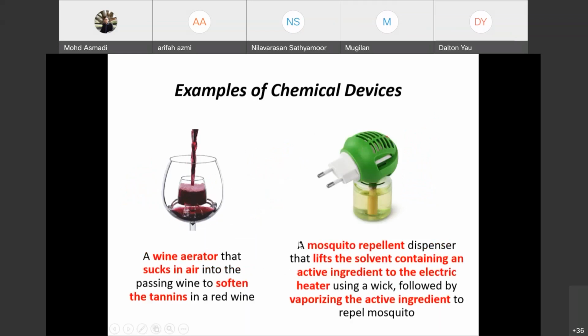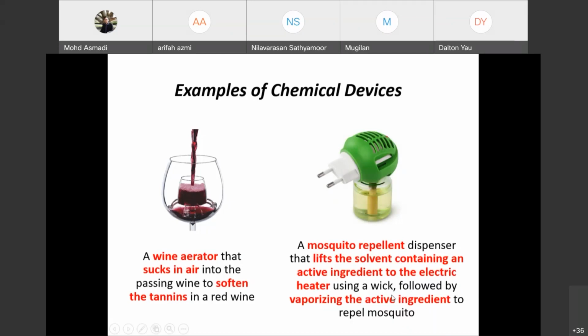Okay. Another example is a mosquito repellent. Okay. This one we leave the solvents. Okay. So we heat the solvent, right? So that the volatiles will repel the mosquito. Okay. So this is the concept. Okay. So you can hear that vaporizing the active ingredients to repel the mosquito. So meaning that like a solvent.